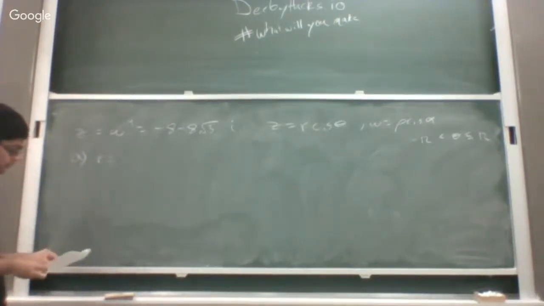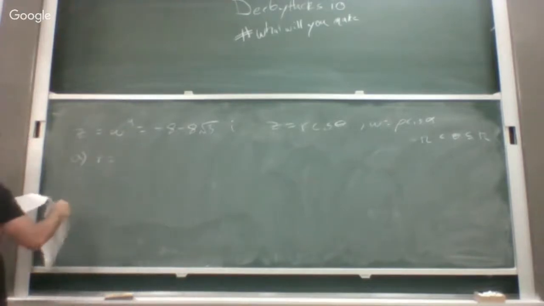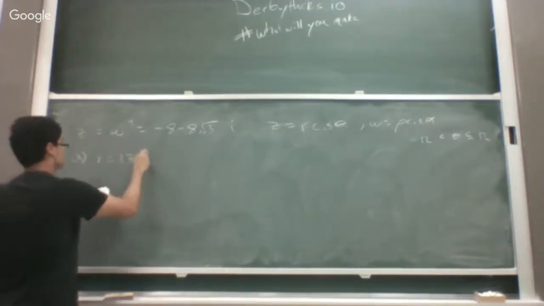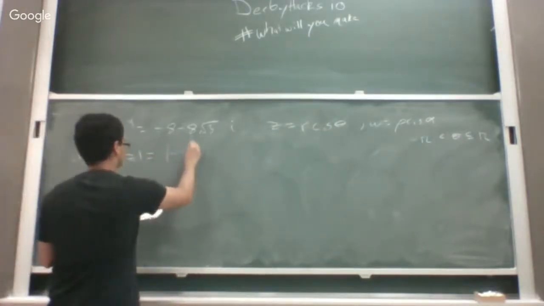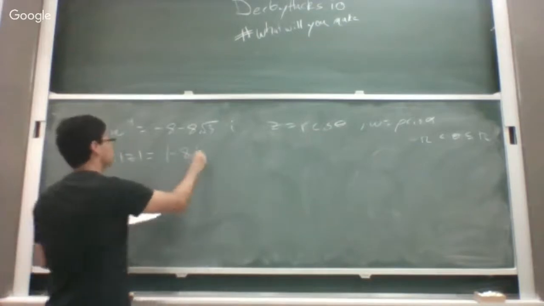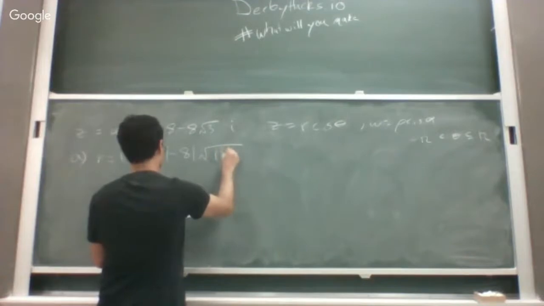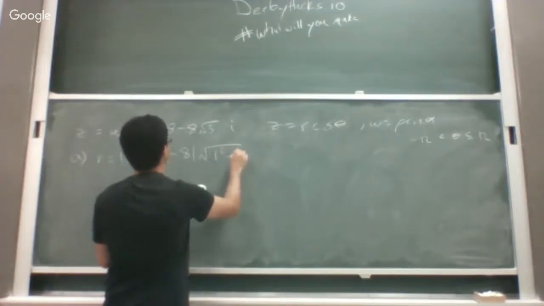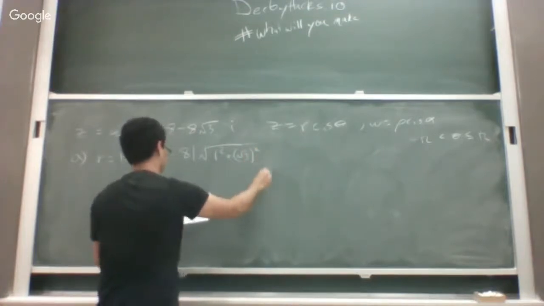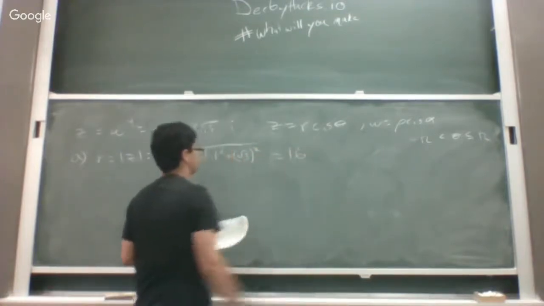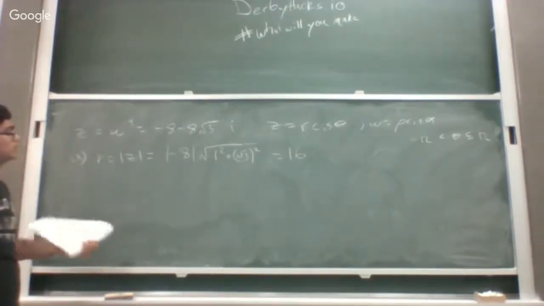Do you guys remember the formula? Magnitude of z. That's equal to taking the negative out, so we do the absolute value of negative 8 times the square root of 1 squared plus the square root of 3 quantity squared. That's equal to 16, because you get 4 here.